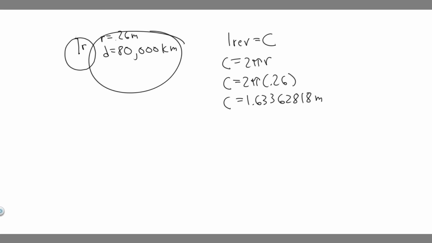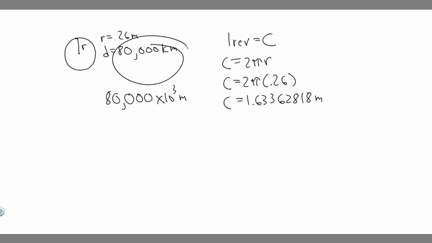And so what we're going to do now is divide the distance it travels by the circumference, because if we do that, it's going to give us the number of revolutions, since this is equal to 1 revolution. So we just divide. Basically, you're just going to do 80,000 kilometers. But keep in mind you need to make sure it's in meters, since this is in meters. To convert it into meters, you can just write times 10 to the 3 meters, because there's 1,000 meters for every kilometer. So you just multiply by 1,000, and 10 to the 3 is 1,000. So you just do the distance divided by the circumference.